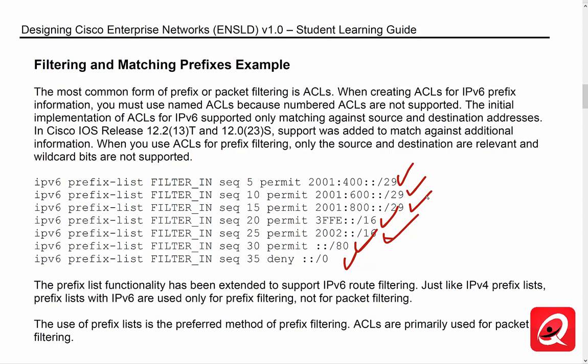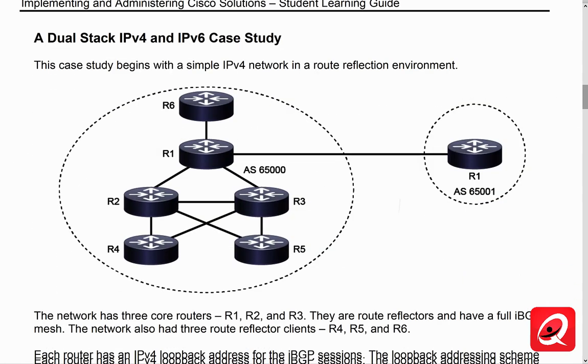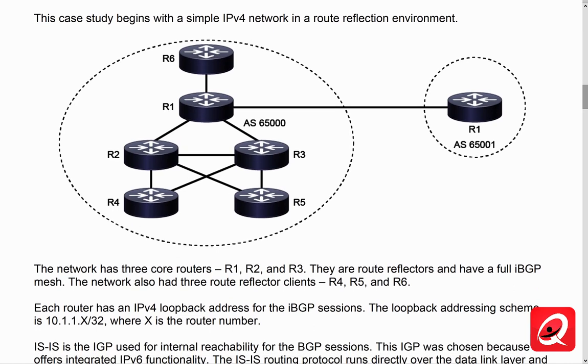Okay? All right. So let's get into our actual case study now and take a look at what our goal is in this case study. This case study begins with a simple V4 network in a route reflection environment. All right, the network has three core routers, R1, R2, and R3. They are route reflectors and have a full IBGP mesh with each other. The network also had three route reflector clients, R4, R5, and R6.